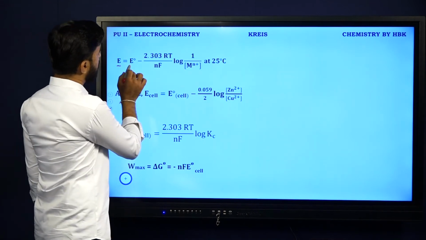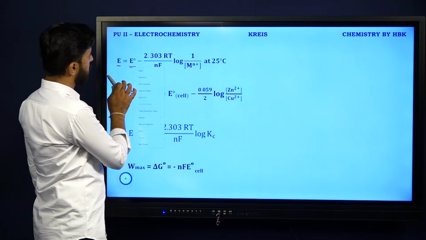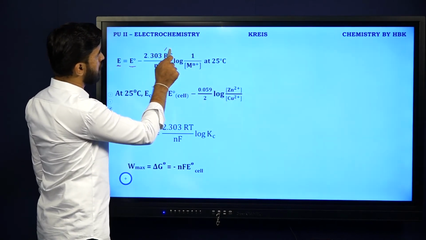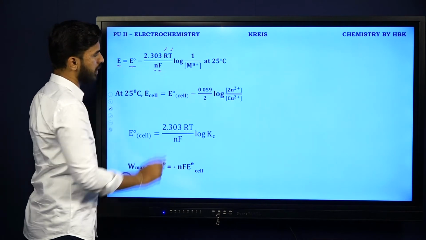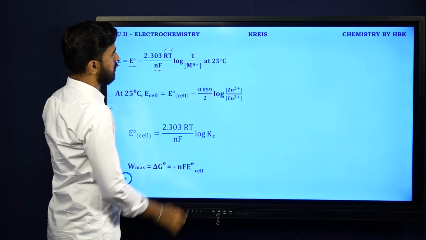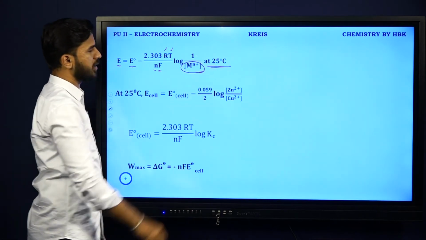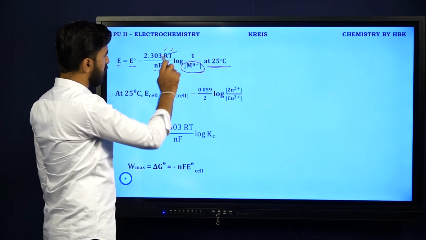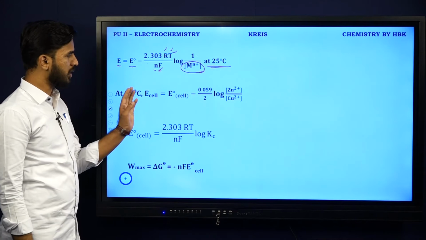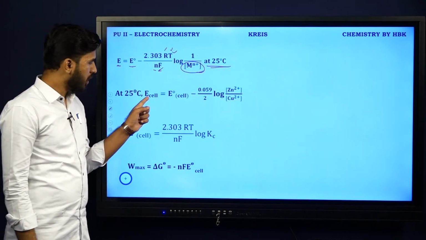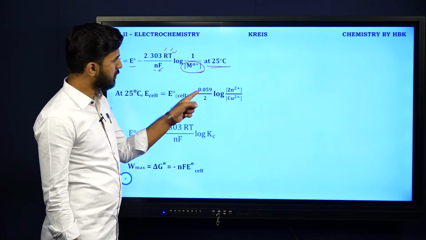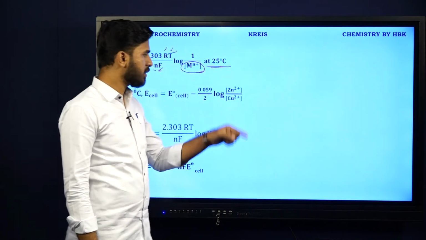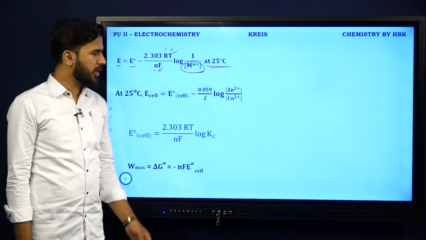E is equal to E naught, EMF equal to standard EMF. E is equal to E naught minus 2.303 RT by nF into log of 1 divided by Mn plus, where n refers to the oxidation state, at 25 degrees Celsius. If I substitute the values of T, F and R at 25 degrees, the same formula becomes: potential of cell E cell is equal to standard potential E naught cell minus 0.059 by 2 into log of Zn2 plus divided by Cu2 plus. Here instead I have taken the Daniell cell. So this is another formula.